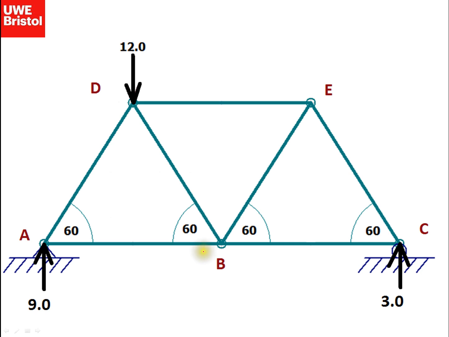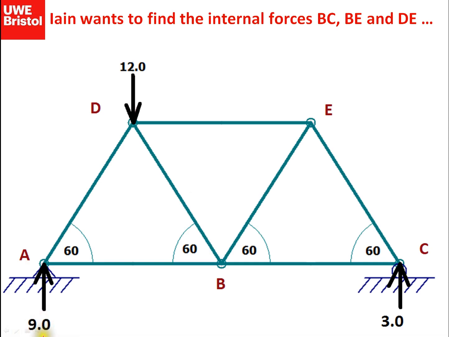So there we go, we've labelled them up. We've got the 12 going down, the 9 on the left hand side, and the 3 going up on the right hand side. So the next thing I want to do is find the internal forces BC, BE and DE. When you get a question like that, do a little shading for the members they're asking about. So they want DE, they want BE, so I want that one, and they want BC.